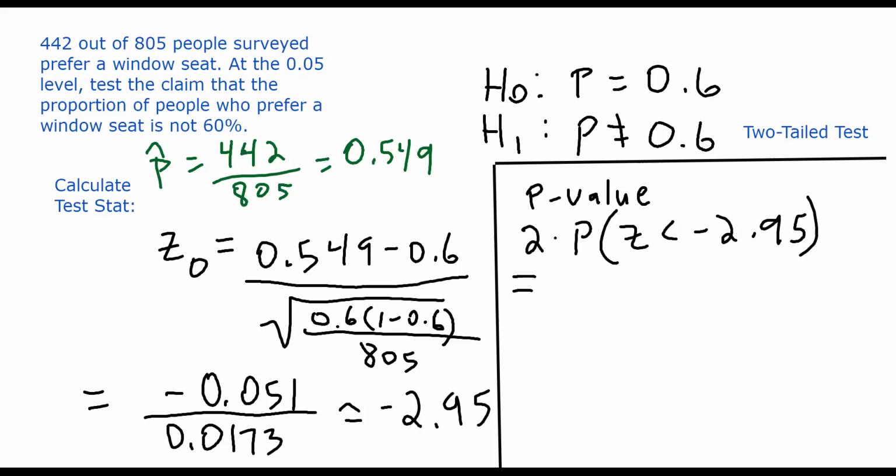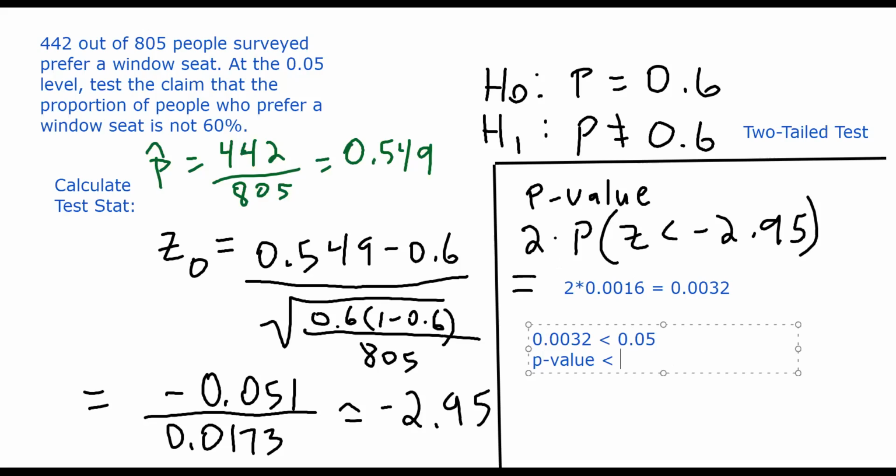that's going to be 0.0016 is the area in that tail. So our p-value is very small. The p-value is less than the level of the test, way less, so we reject the null hypothesis.